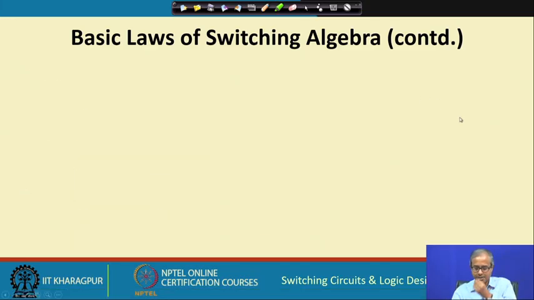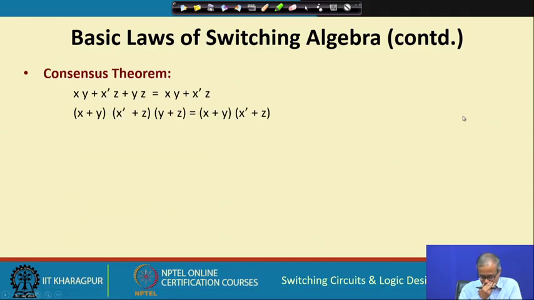Let us look at a couple more rules which are a little more complex. Again, I leave it as an exercise for you to prove it using the method of perfect induction. This is called the consensus theorem. What is the consensus theorem? Let us see. It says if you have an expression like x y, y z and x bar z in between, then this y z you can drop. This is the same as x y or x bar z.